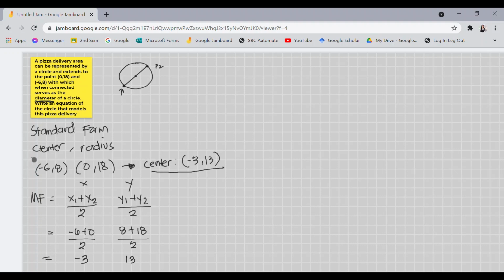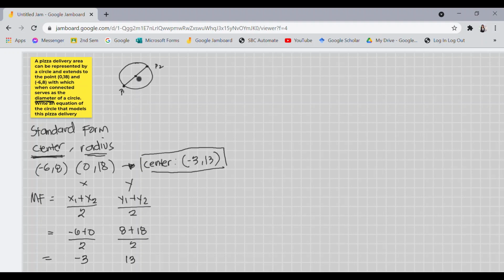So, we have 1 check. We're done with this. Now, walang sinabi sa problem na length. Ang sinabi lang ay points of the diameter. Recall ulit natin. Aside from passing through the center, the diameter's relationship to the radius is that the diameter is twice the radius, or the radius is half of the diameter.